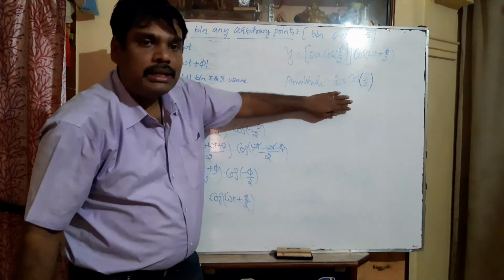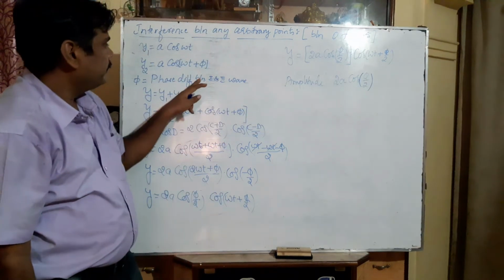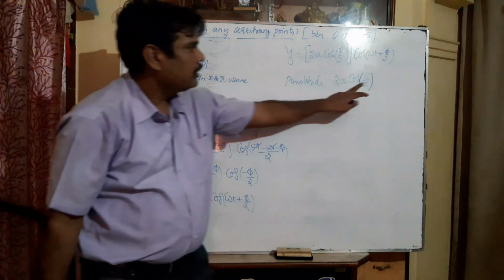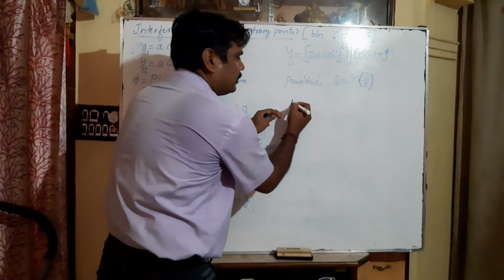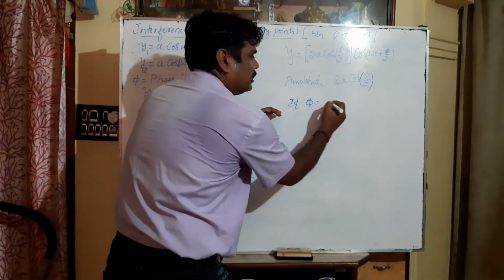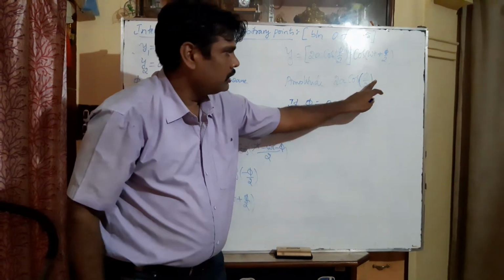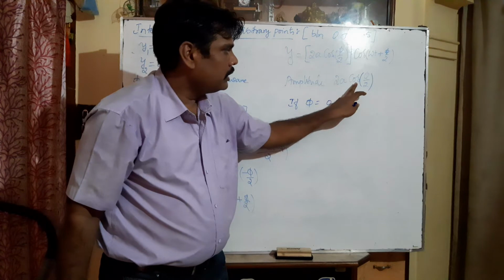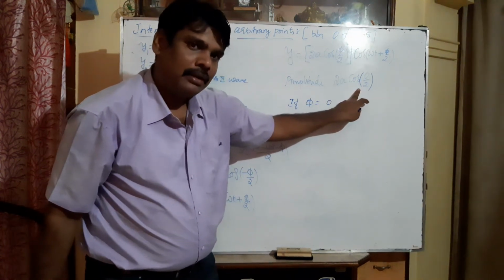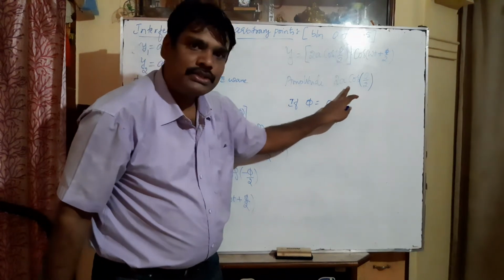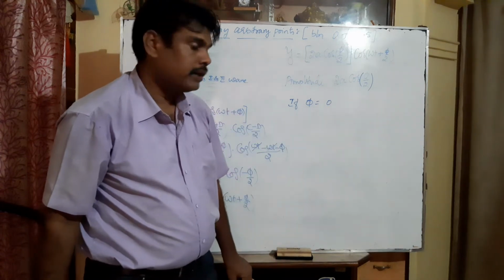So in this variable amplitude, if the phase difference between the first and second wave, phi, is 0, cos 0 is 1, you know that. Cos 0 value is 1. So it becomes 2a into 1. It means the amplitude is 2a. The intensity is 4 times that, because intensity is directly proportional to the square of the amplitude.